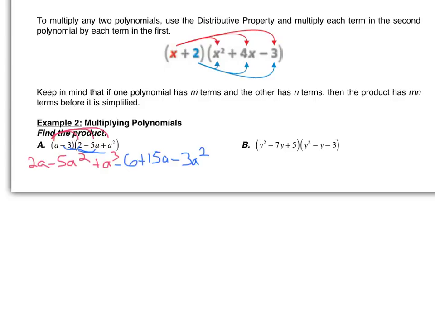Then we're going to add like terms and write it in standard form. So my highest exponent is a cubed, so I'm going to write a cubed. And then I have a squared, so negative 5a squared minus 3a squared is negative 8a squared. And then I have plus 15a plus 2a is plus 17a, and then I have my minus 6.